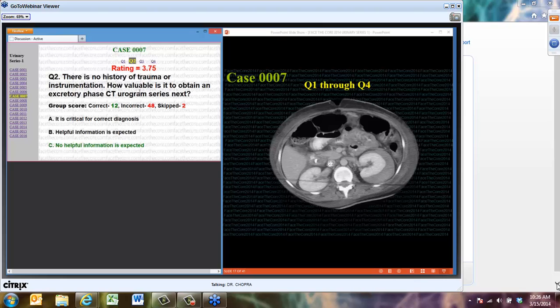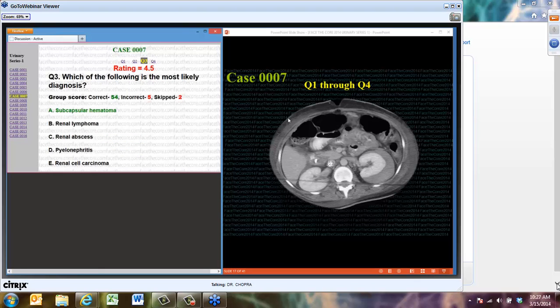There is no history of trauma or instrumentations. How valuable is it to obtain an excretory phase CT urogram series next? And the answer to that is you don't expect any helpful information, because you would do an excretory phase if you were suspecting that there is a urinoma. There's obviously no obstruction, but urinoma you would suspect if there is trauma or instrumentation. In the absence of that, looking at the excretory phase is not going to help you. All it will show is the collecting systems that are opacified. So the answer is no helpful information.